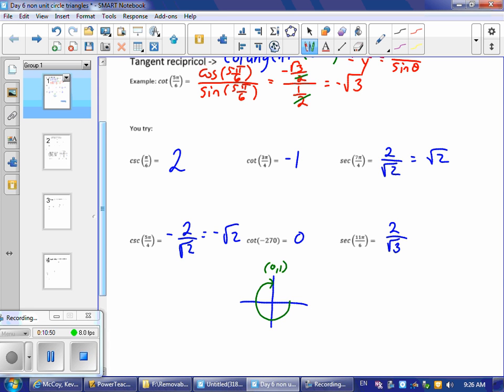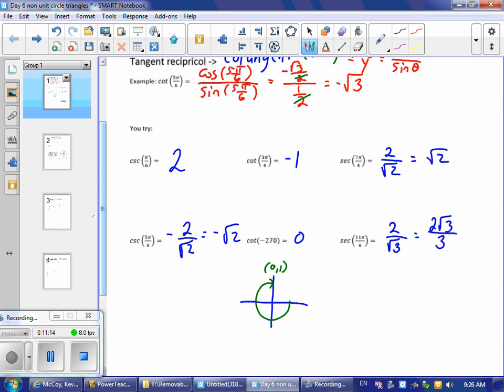Cosine is the x value, so x is positive. So that's the answer, 2 over the square root of 3. And again, if you rationalize, that becomes 2 square root of 3 over 3. Not necessary, but more commonly probably seen 2 square root of 3 over 3 as opposed to the unrationalized version. Both are correct.